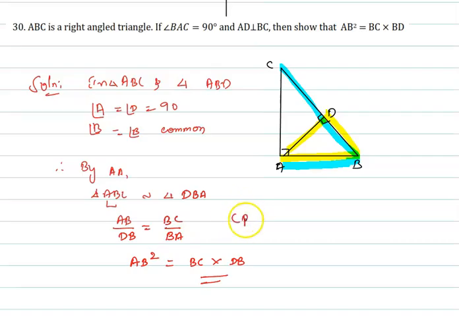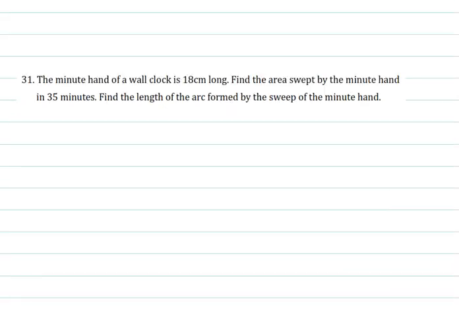So the ratio we have written here is by using corresponding parts of similar triangles. This is how we can solve question number 30. Now I am moving on to question number 31.